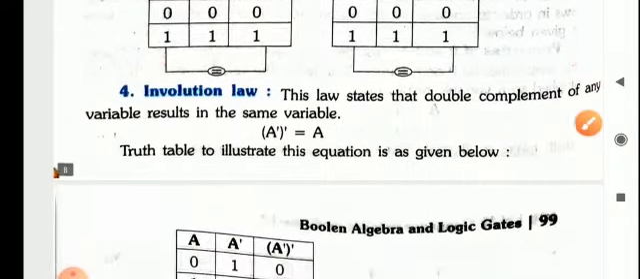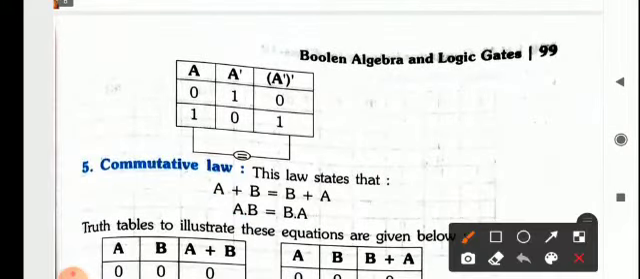Then we have the involution law. The involution law says that if the complement of a variable is complemented again, then the output will be A only. So wherever you find a complement and then its whole complement, the output will be the same original variable. Okay, and the proof of it is given through a truth table also.